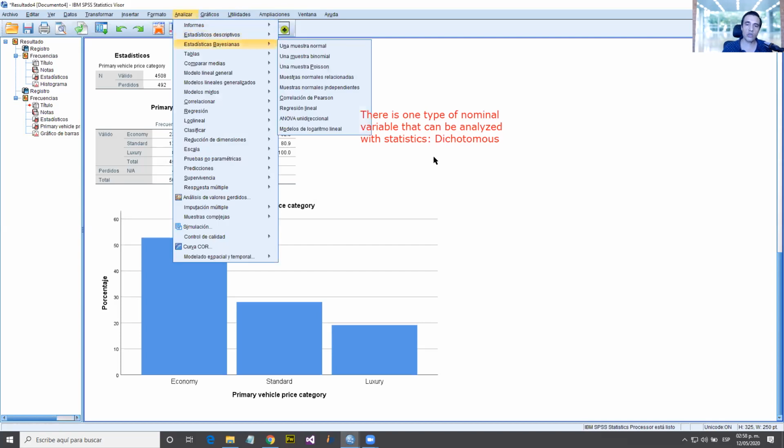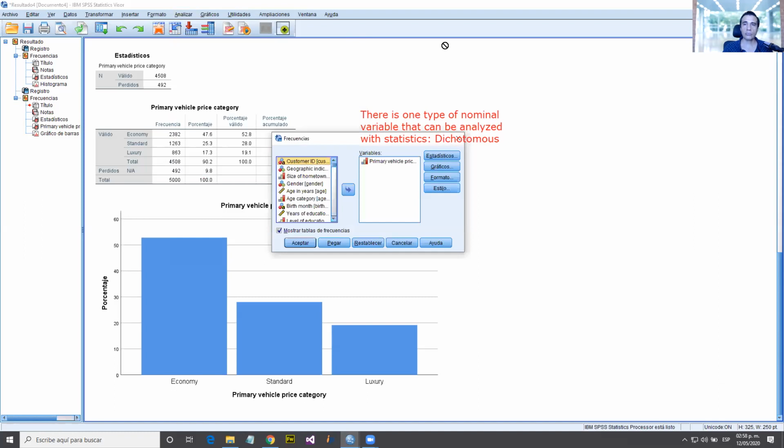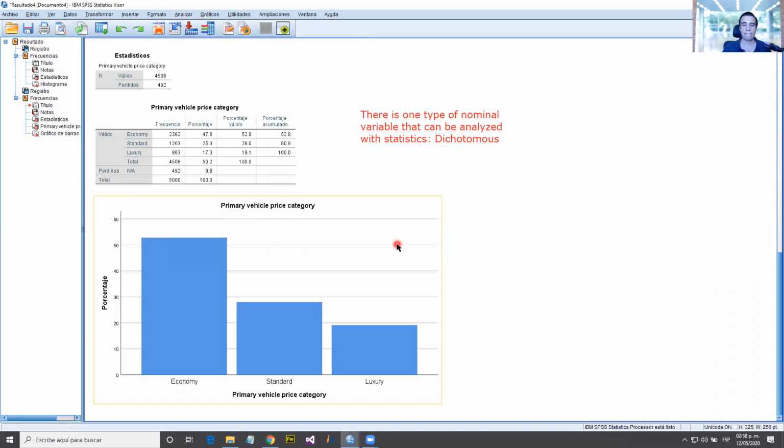So in this one, statistics, this one is only for scale or dichotomous. It's the only one. All right, thank you. Okay.